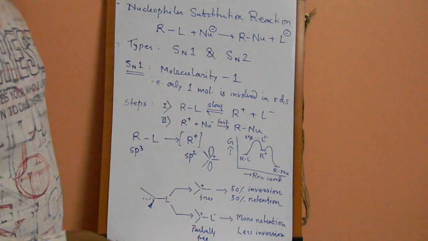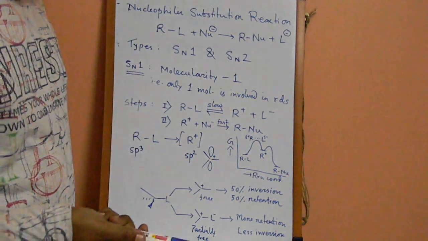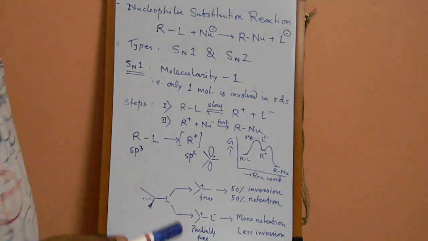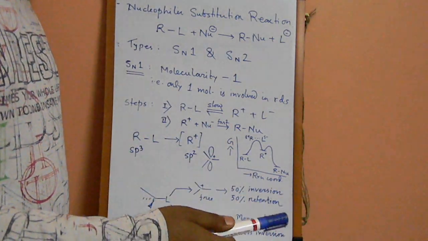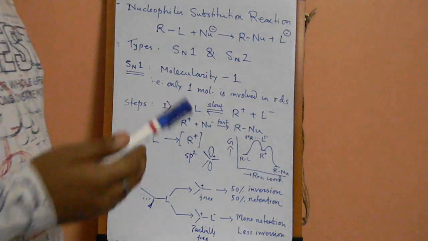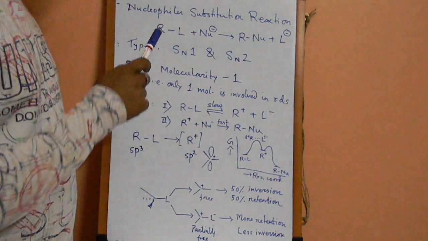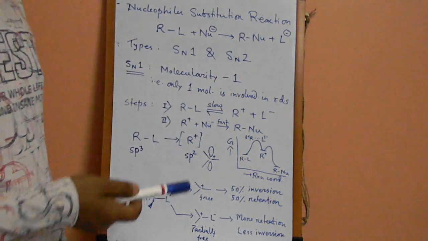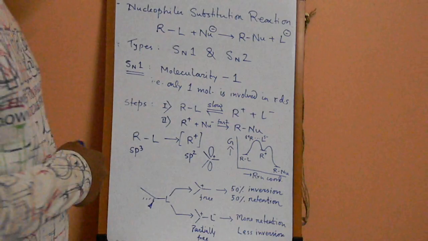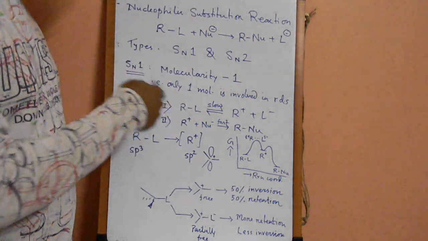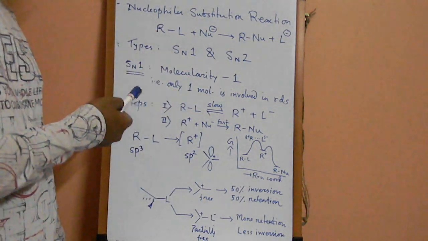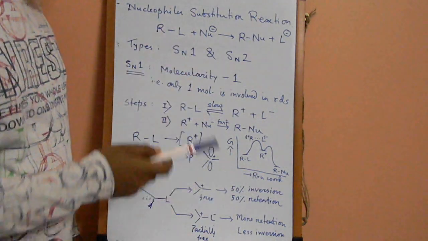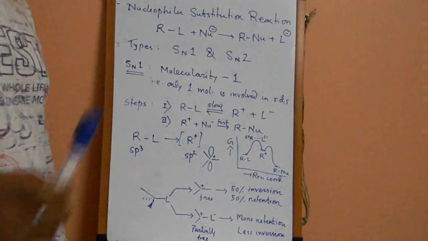If it is a one-step reaction, the number of molecules involved in that step will be the molecularity. If it is a multi-step reaction, the rate determining step, that is the slowest step, involves that number of molecules. So from this abbreviation you can see that SN1 is a reaction where in the RDS, or rate determining step, only one molecule is involved.